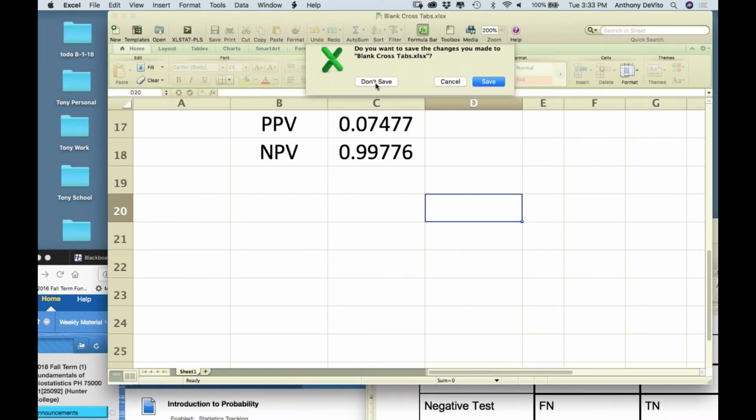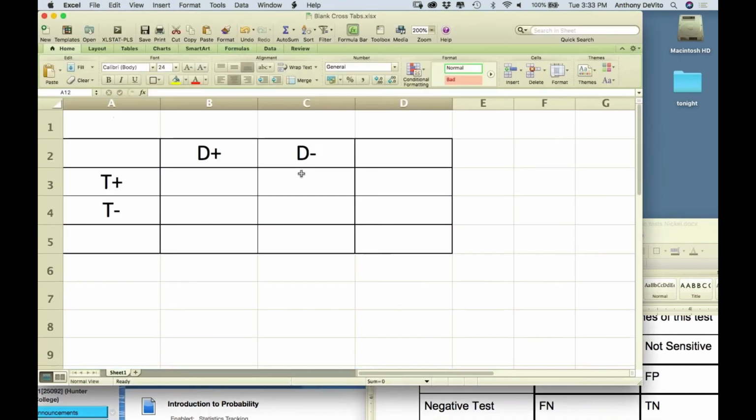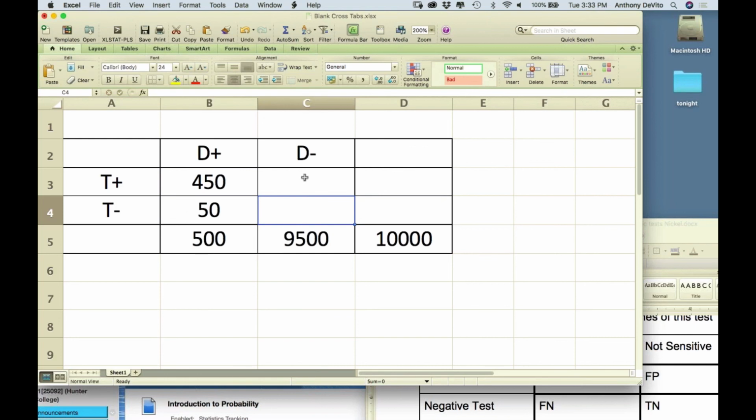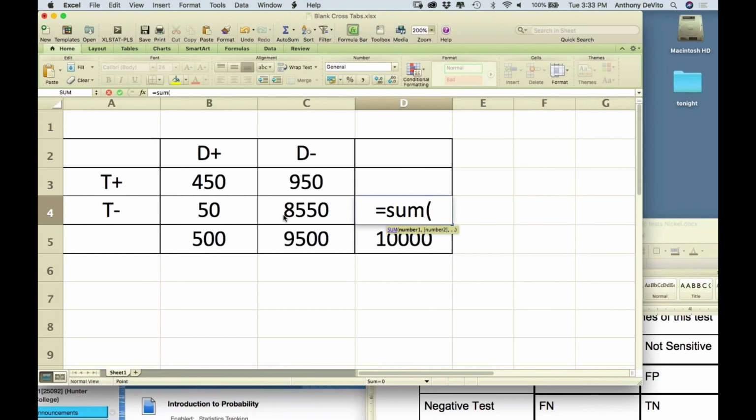I'm going to close this, and reopen it. I'm going to give you an example up here: we randomly selected 10,000 people, and of those 10,000 people, let's say 500 of them have the disease, and 9,500 of them don't have the disease. 150 times we got it right, 50 times we got it wrong, and here we got 150, equal to the sum of these two, and 1,400 times out of 10,000.